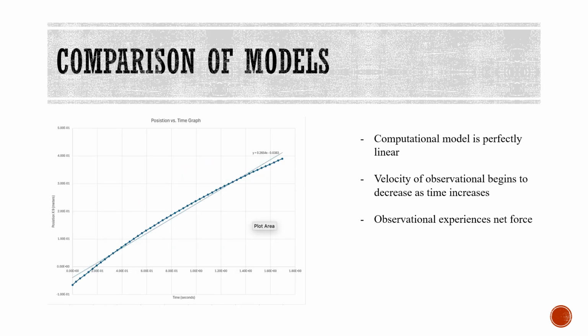In the graph below, the thicker dotted line is my observational model and the thinner is the computational model. As you can see, the computational model is perfectly linear and the velocity of the observational model begins to decrease as time increases, which shows that there was a net force experienced.